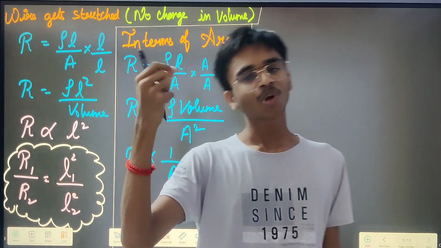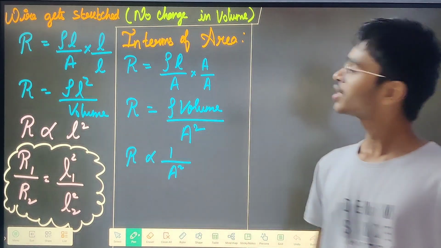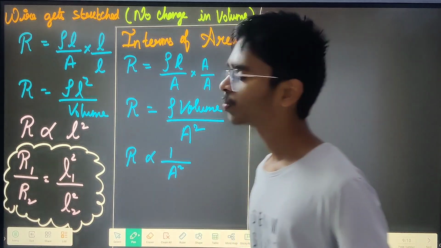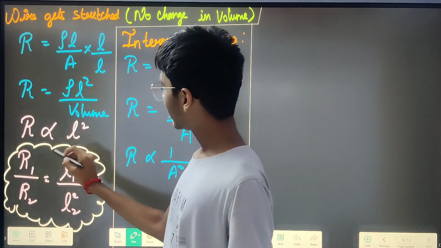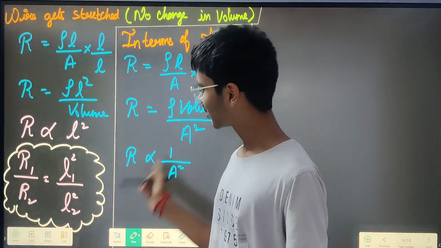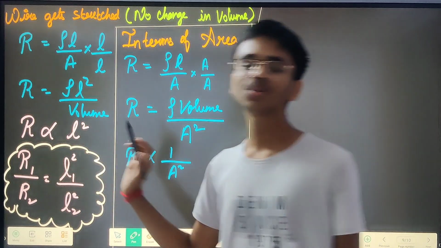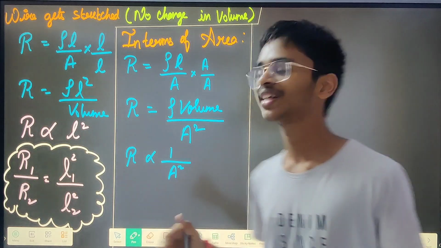We always know that area into length is actually volume. If you don't know, now it is time to know. So area into length is volume. That means resistance is directly proportional to L square. That means R1... when will you be using this formula? That's a common question you might have.